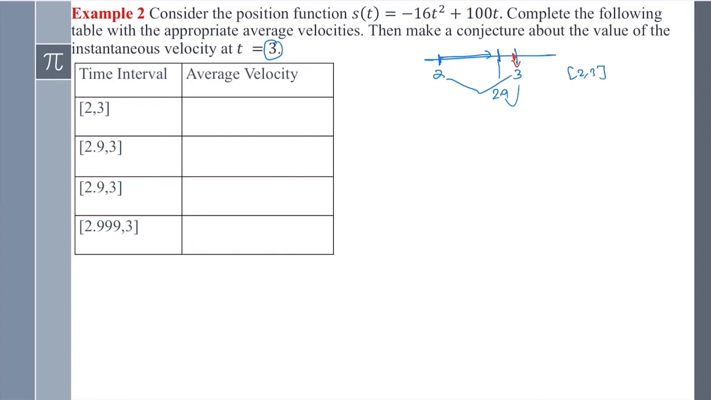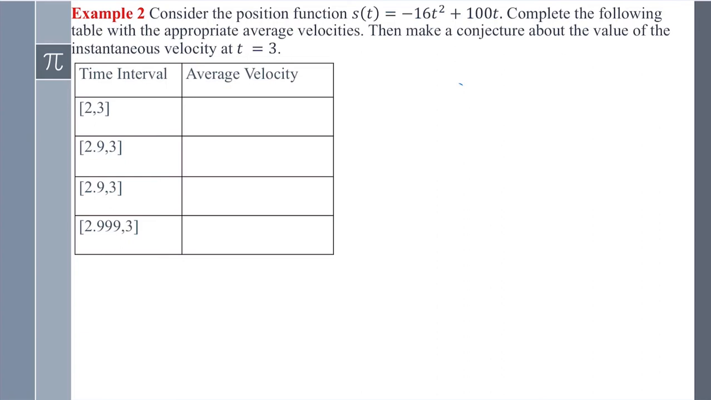When we find the average velocity between those two points which are very, very close, that gives us the approximation for the instantaneous velocity at 3. So that's what we are doing here. We'll take 2 comma 3, we'll take 2.9 comma 3, then 2.99 comma 3, then 2.999 comma 3. That will give us an idea of what the instantaneous velocity is, and we can make a conclusion from there. So let's go ahead and do this problem. The first one, we are going to find the average velocity on the interval 2 comma 3.